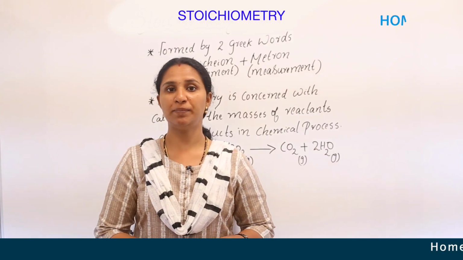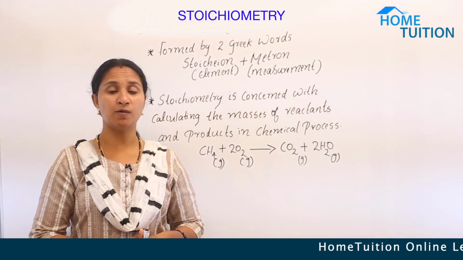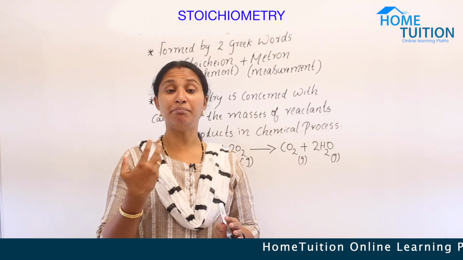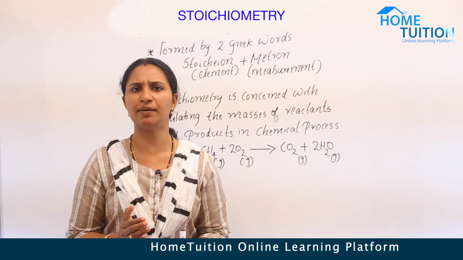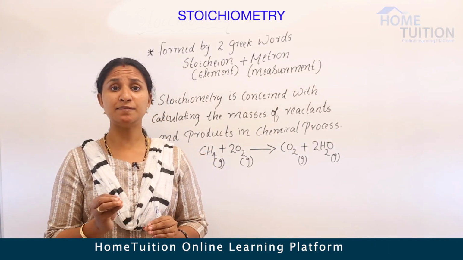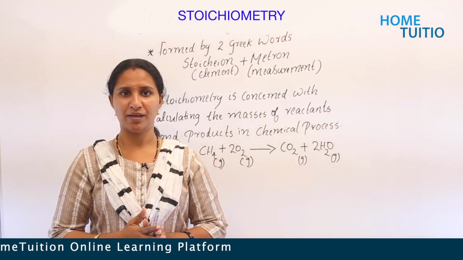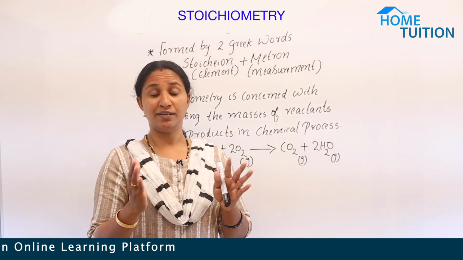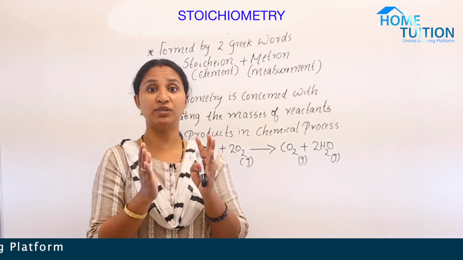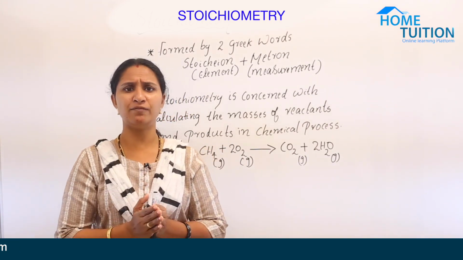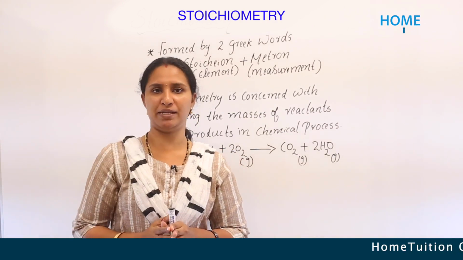Next is the stoichiometric calculations. The stoichiometric calculations involve the calculations that we can make using the complete chemical equation or a balanced chemical equation. The term stoichiometry, are all of you familiar with the term stoichiometry? It's a Greek word derived from stoichion and metron. Two Greek words are combined to form that word stoichiometry, which means the measurement of elements.